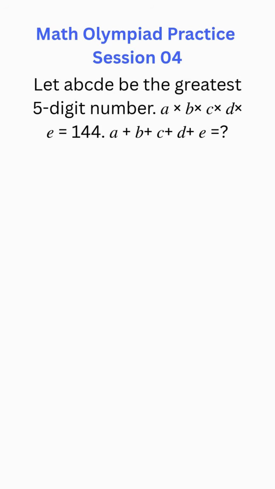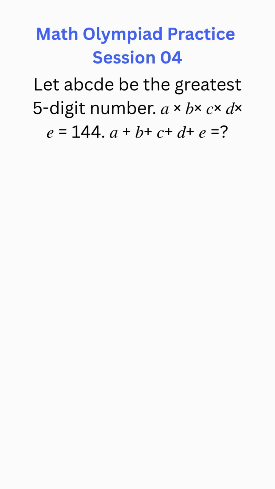So today our question is, let ABCDE be the greatest five-digit number, where A times B times C times D times E equals 144. Now, what is going to be the addition of A, B, C, D, E? That's what we're going to figure out here.